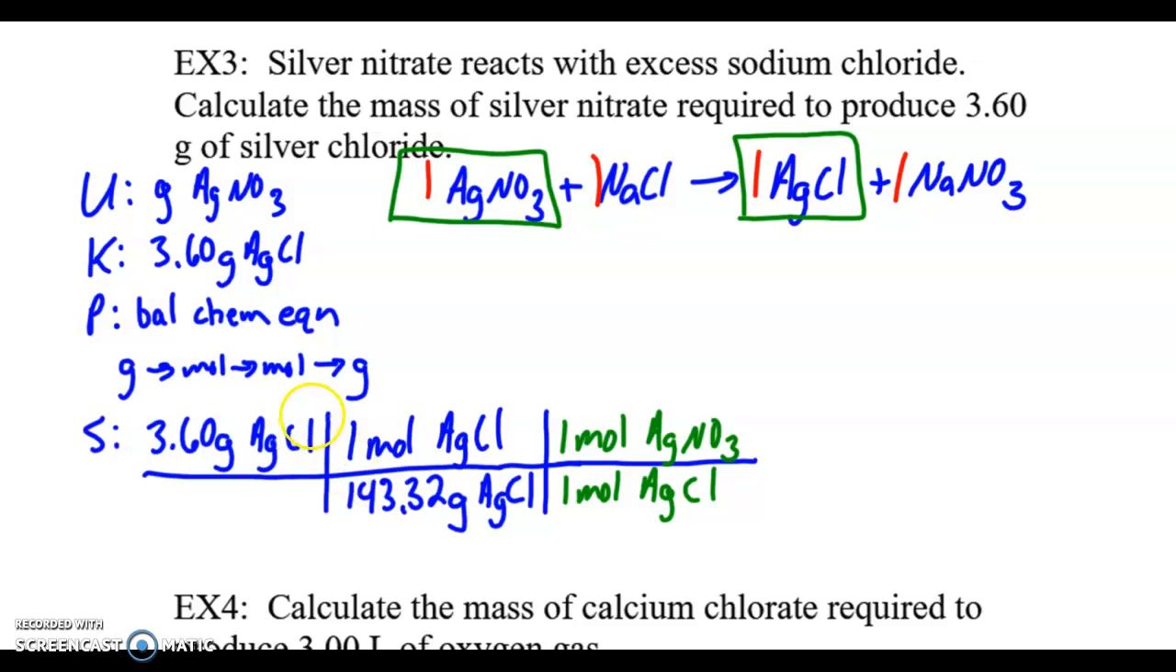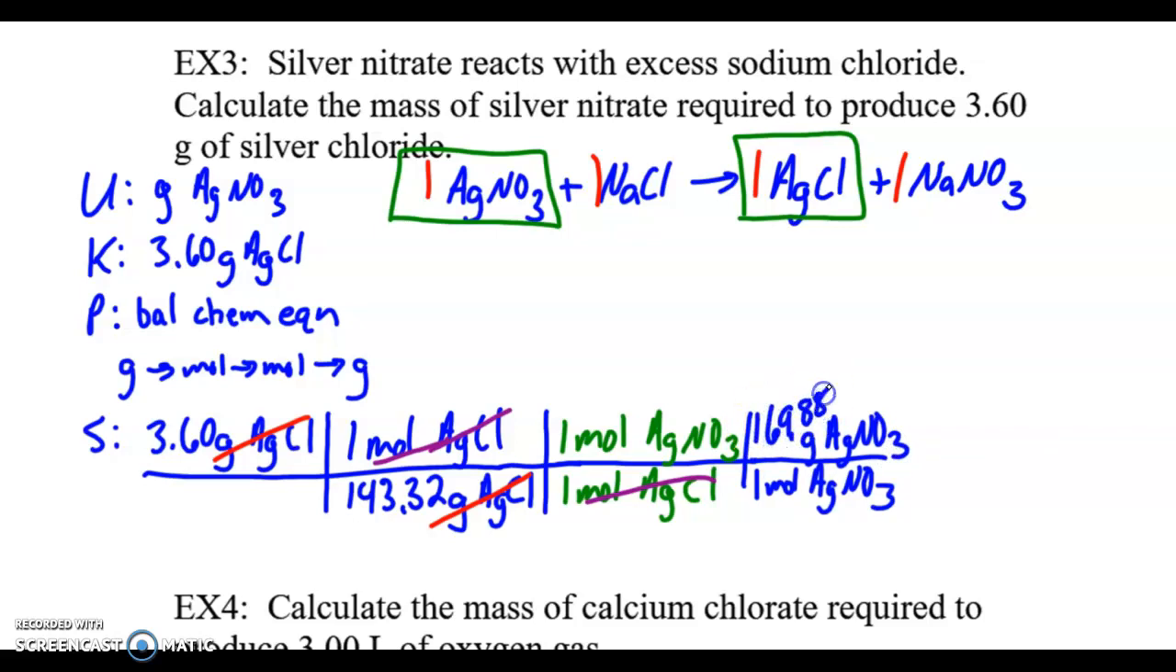So let's go through and cancel some units here. And that leaves us over here where we have one more step. So we need to go from moles of silver nitrate to grams of silver nitrate. So we need to add up the molar mass of silver nitrate. I got 169.88 when I added that up.